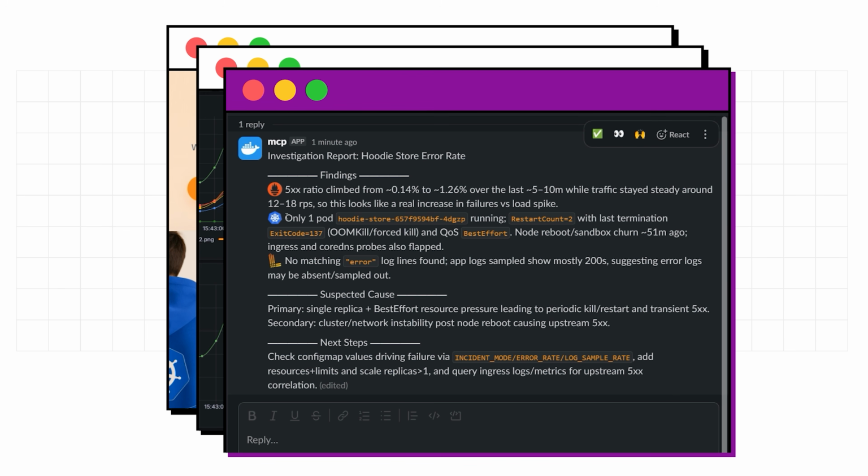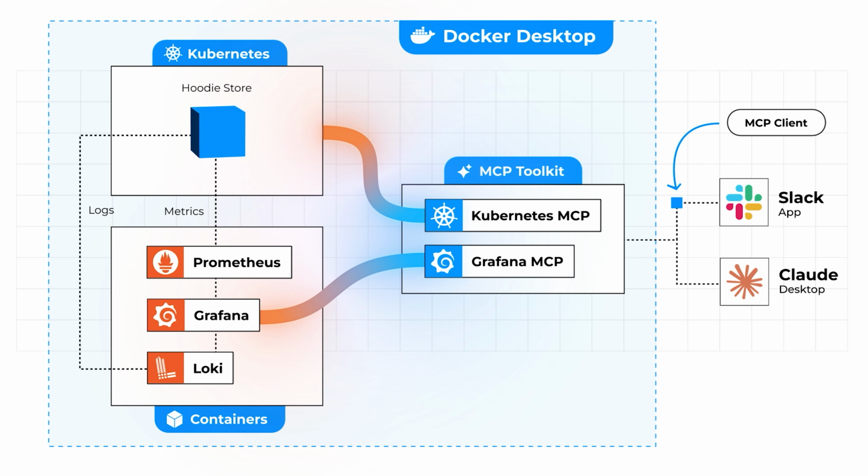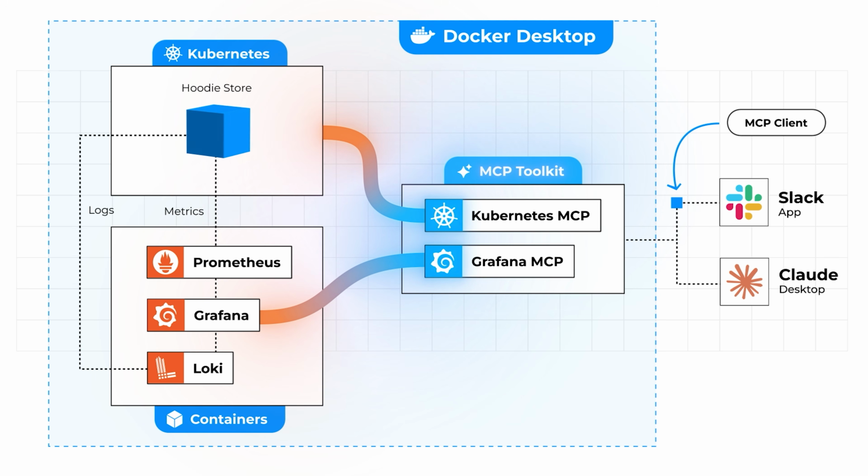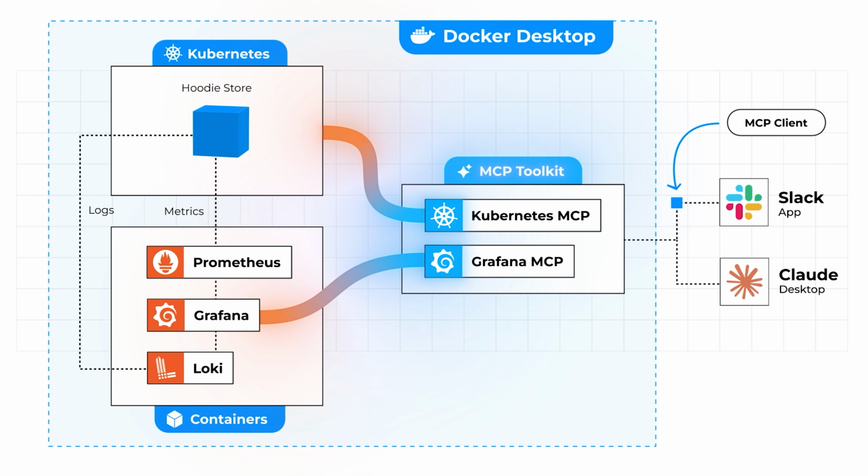He's also saying there is only one pod for the hoodie store running, with the restart count 2. In the suspected cause, he's saying the primary cause can be that as we have one single pod in best effort, there can be too much pressure and this can be leading to the kill restart and generating the 500x responses. And that's it. We basically have a DevOps agent that can investigate every alert we receive from now on. Let's look at our final architecture. This implementation was simple because we could centralize our MCP servers using the Docker MCP Toolkit.